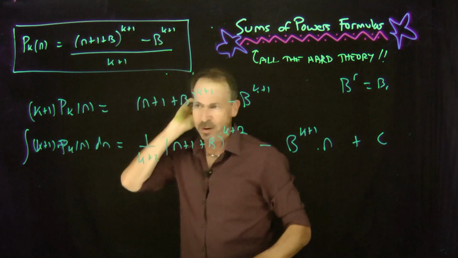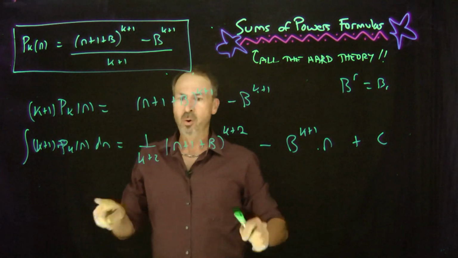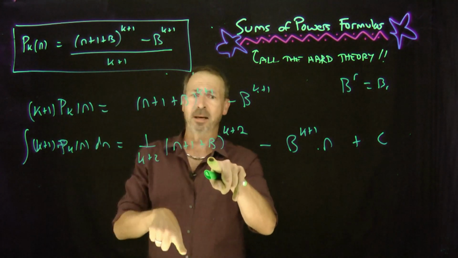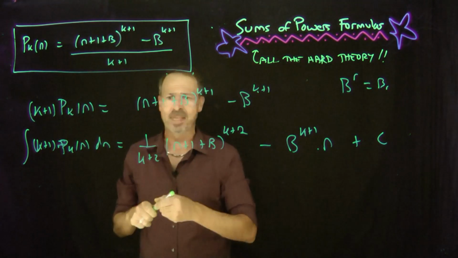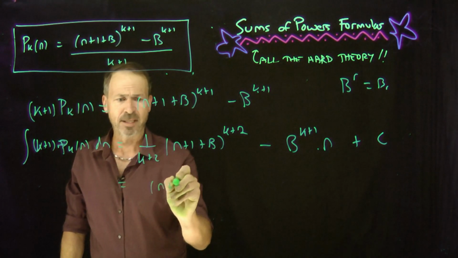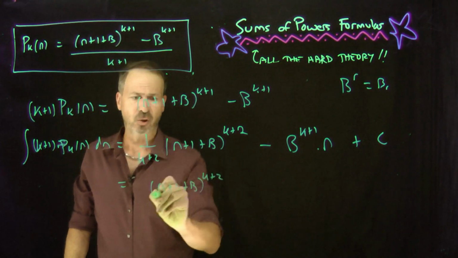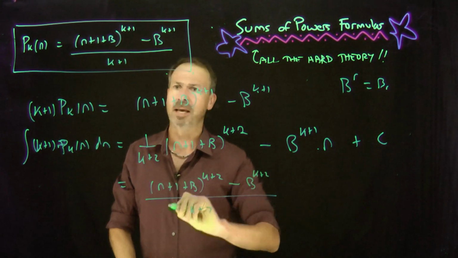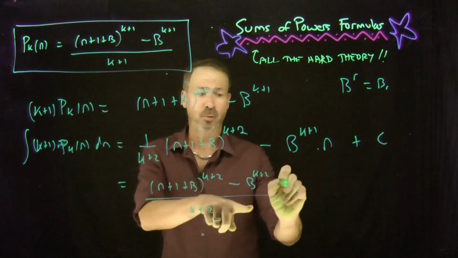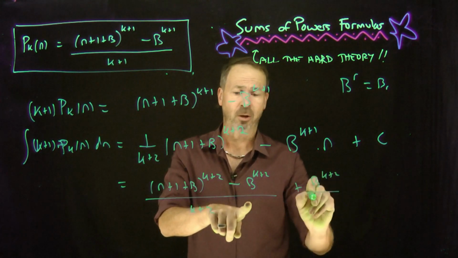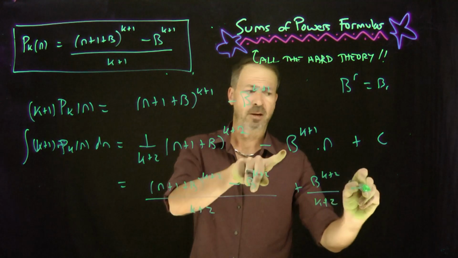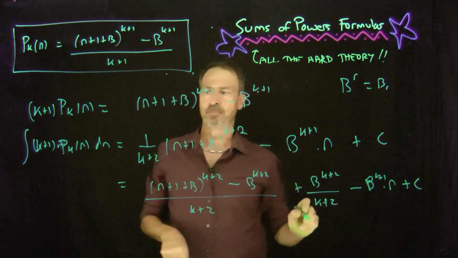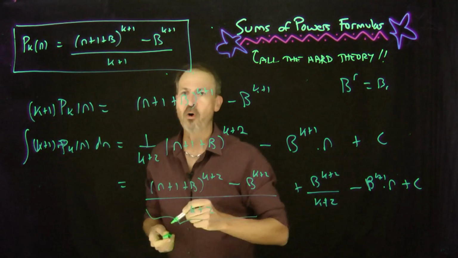All right, so what have we got going on here? What am I seeing? Actually, what I'm seeing right now is very close to the next formula. I'm just missing this sort of equivalent stuff. So let me put that in. I want n plus 1 plus b to the k plus 2 all over k plus 2. I want a minus b to the k plus 2 there. So let's put it in. Let's undo putting it in. Plus b to the k plus 2 over k plus 2. Then I've still got a minus b to the k plus 1, whoops, b to the k plus 1 times n. I've still got a plus c. And that is actually my next formula.